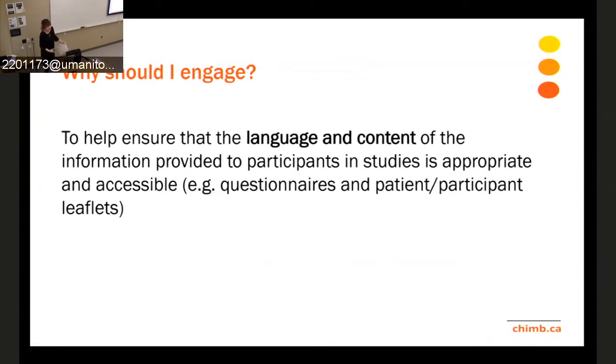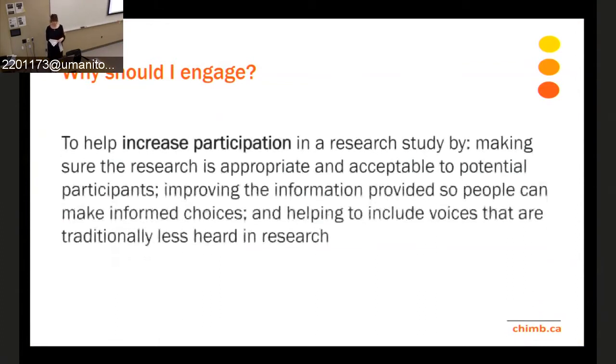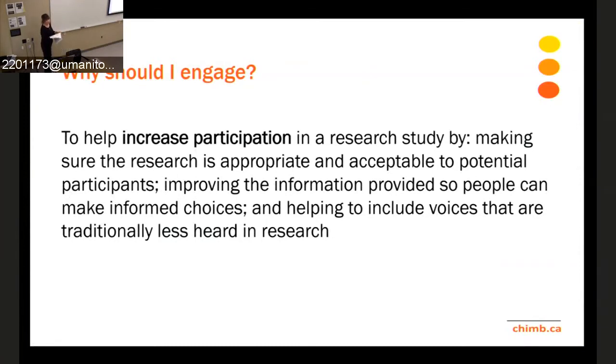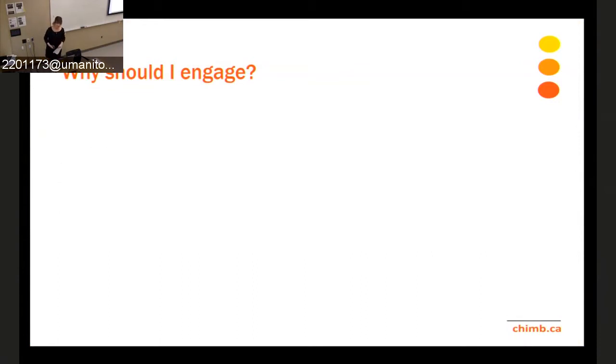Making sure the language and content of the information being provided to participants in the study is actually appropriate and accessible. There have been times when we had patient partners look over the script of a clinical trial, so when people are approaching participants, to see if the language is appropriate, and the consent and assent forms, to make sure they're very clear and address some of the concerns that parents or patient partners might have. So there are great ways of involving people. And of course, this all helps increase participation in the study if things are spoken and exchanged in the right way.